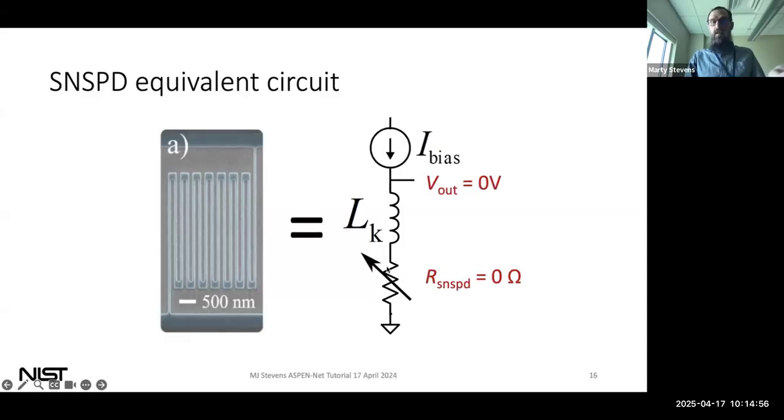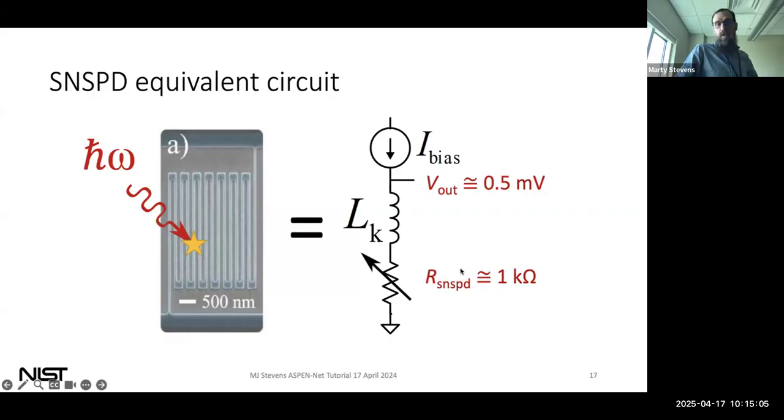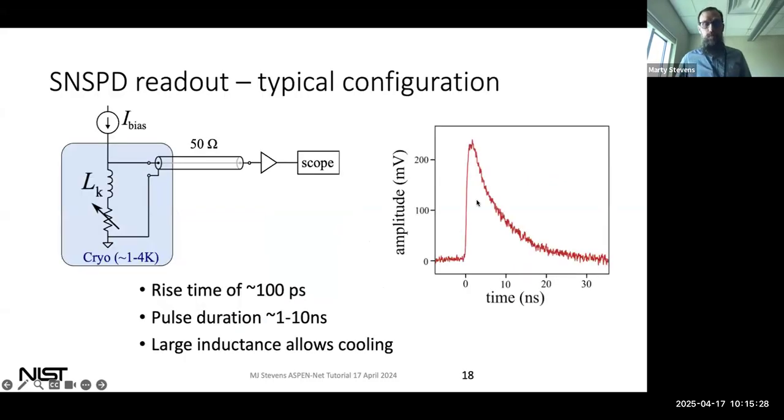And then when we apply a bias current to this, there's no voltage out of this thing because the resistance of the nanowire is 0. When a photon comes in, it's going to generate a hot spot here when it gets absorbed, and that's going to lead to some finite resistance on the order of a kiloohm or so. And then we can get some voltage pulse that comes out of there, which is on the order of, say, hundreds of microvolts, maybe millivolt level, which is really too small to see on its own, but we can use some fairly simple, inexpensive room temperature electronics to read that thing out.